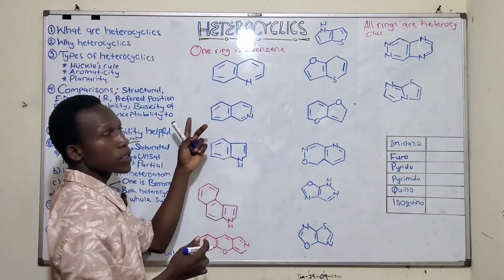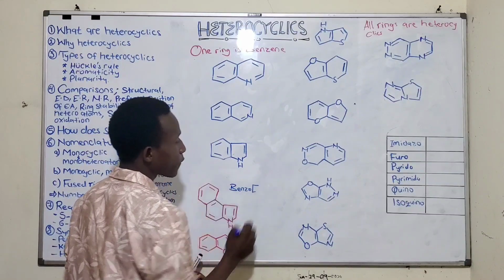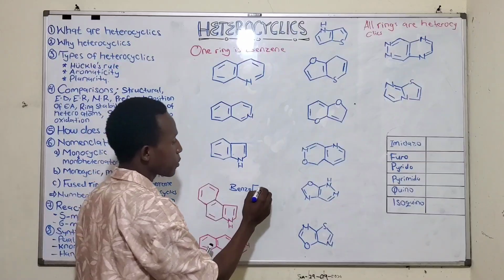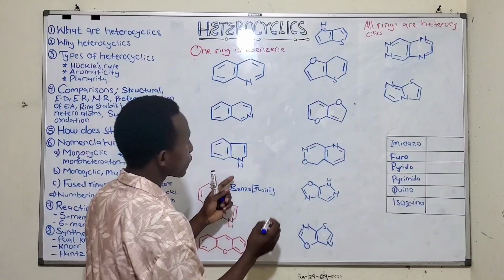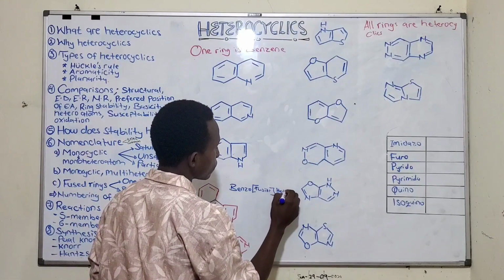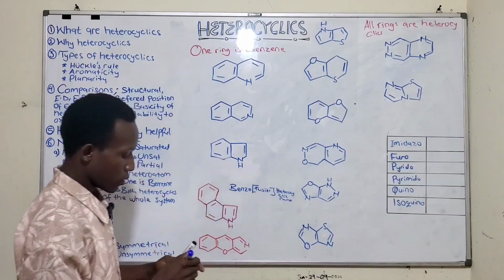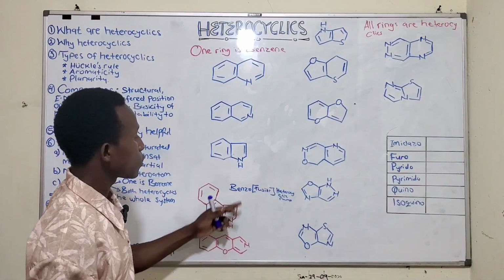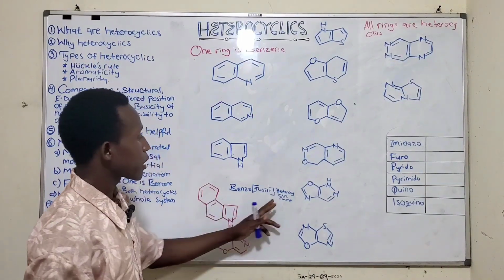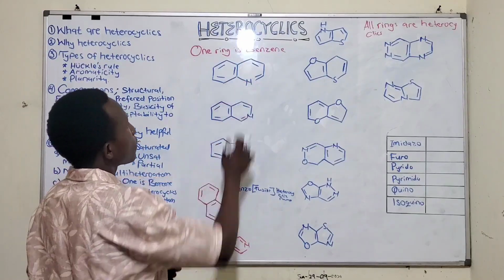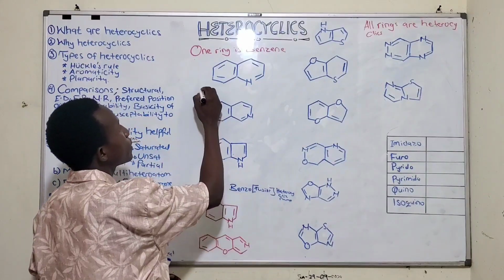For the rings where benzene is part, it will be benzo. Then we put the face where the fusion is. Then we give the heterocyclic name. So that's how we are going to name them. We put benzo, then the face where the fusion is, then the heterocyclic name. For example, this structure, we have benzene and this structure is pyridine. So this one will be benzo.